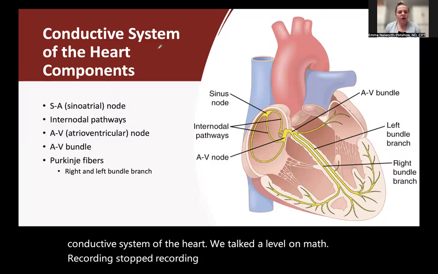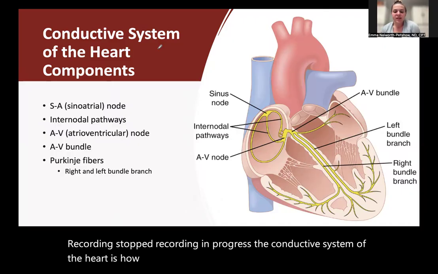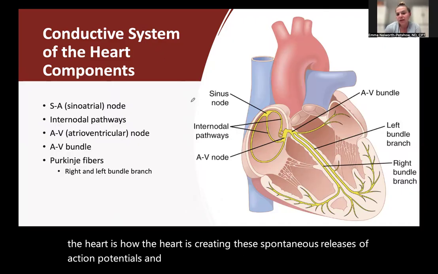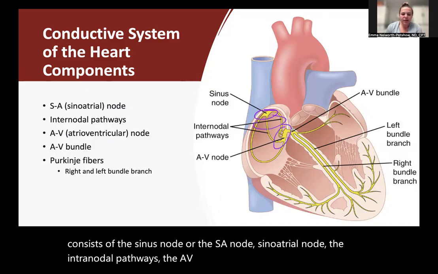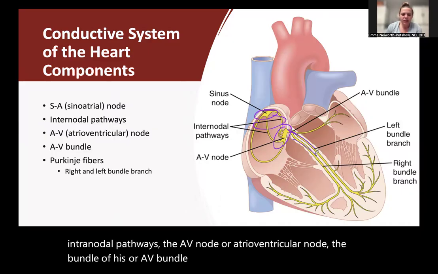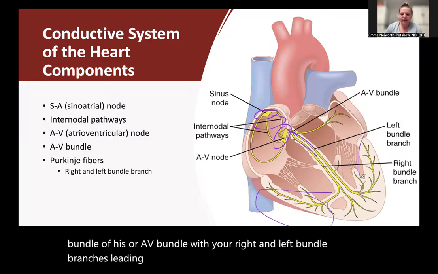The conductive system of the heart is how the heart is creating these spontaneous releases of action potentials and how the heart is able to beat on its own. It consists of the sinus node or the SA node, sinoatrial node, the internodal pathways, the AV node or atrioventricular node, the bundle of His or AV bundle with your right and left bundle branches leading to your Purkinje fibers on the end.